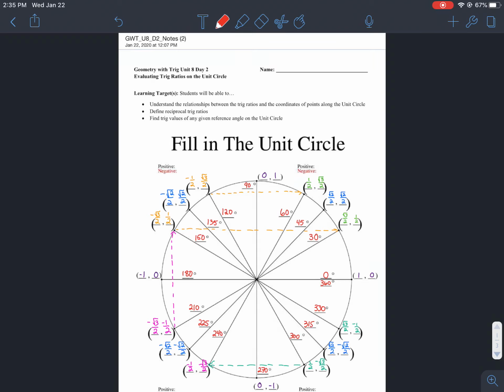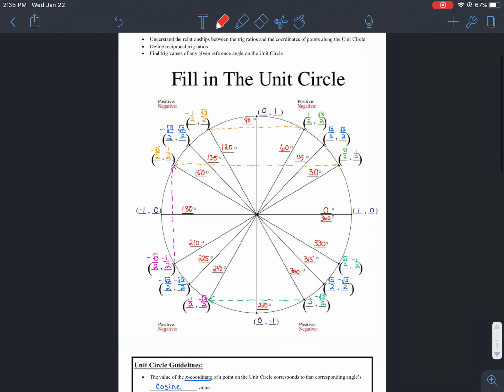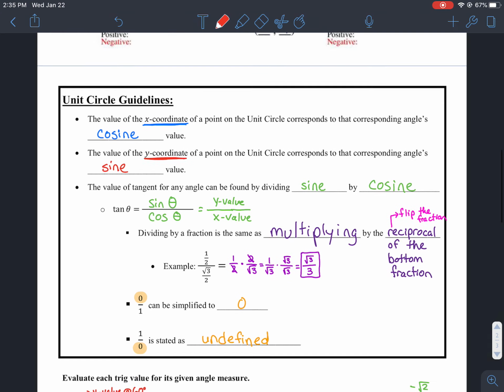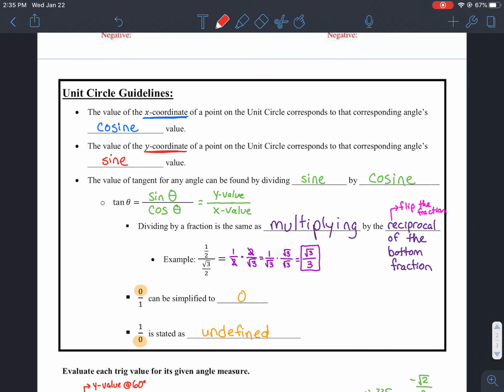Hey ladies and gentlemen, today we're going to finish up the notes that we started yesterday, which is for Unit 8, Day 2, and that's evaluating trig ratios on the unit circle. So if you remember yesterday, we started by filling out the unit circle again for some additional practice. We talked about different tips and strategies we can use to remember those. Then we came up with this set of rules or these guidelines that we can utilize in order to use the unit circle to help us find different trig ratios like sine, cosine, and tangent.